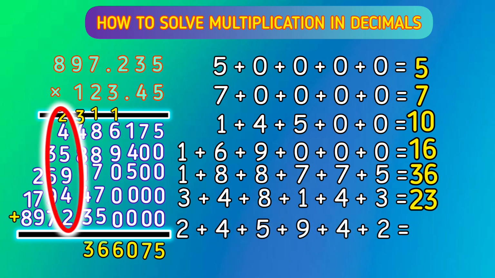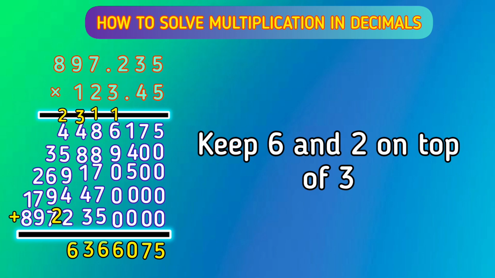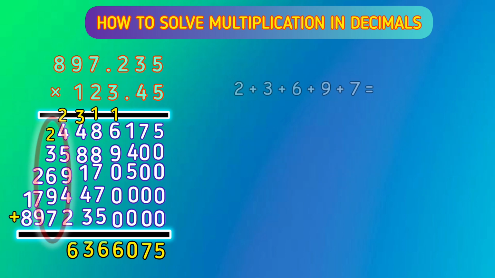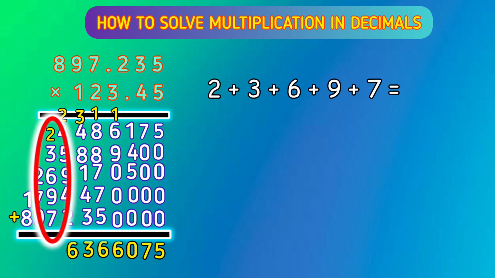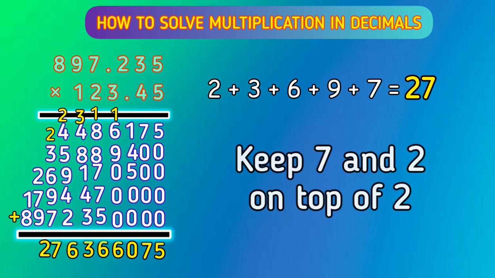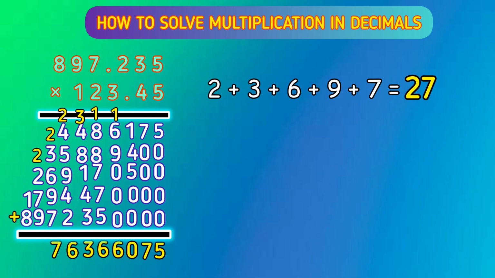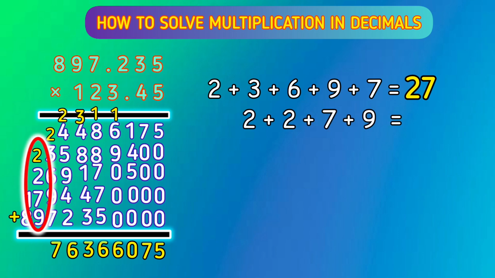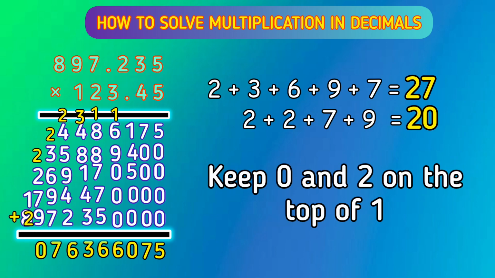Seventh column. 2 plus 4 plus 5 plus 9 plus 4 plus 2 is equal to 26. Keep 6 and 2 on the top of 3. Eighth column. 2 plus 3 plus 6 plus 9 plus 7 is equal to 27. Keep 7 and 2 on the top of 2. Ninth column. 2 plus 2 plus 7 plus 9 is equal to 20. Keep 0 and 2 on the top of 1.